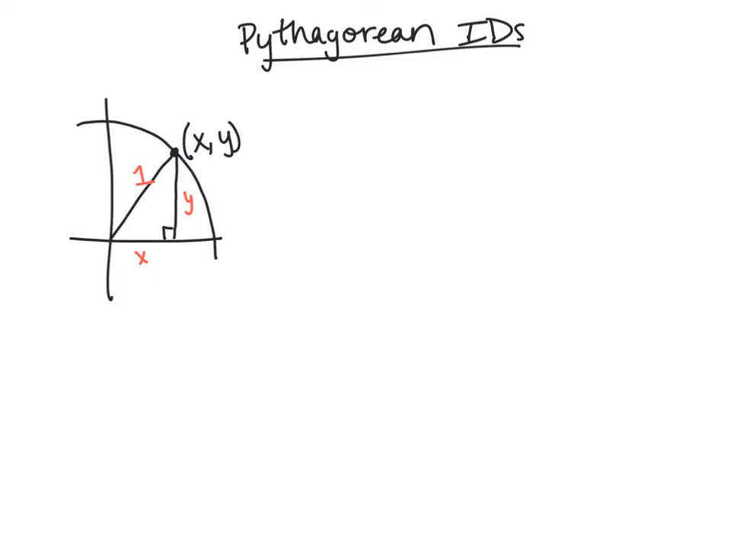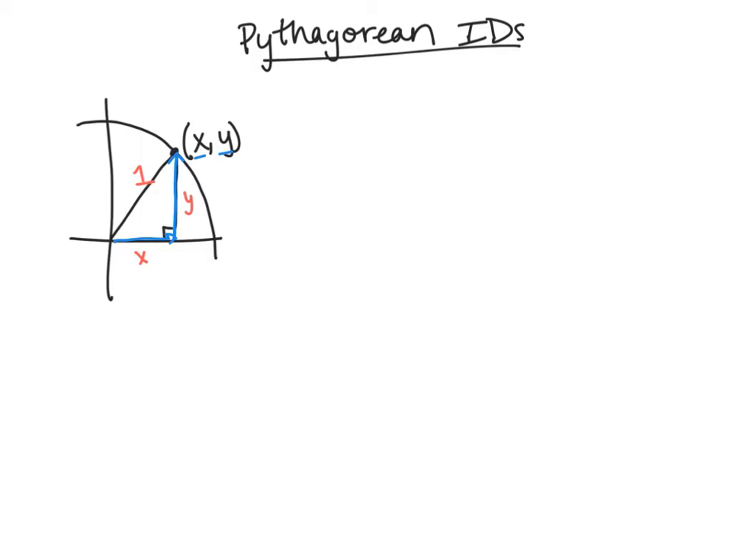The Pythagorean identities are a set of three identities that come from using the Pythagorean theorem on the unit circle. So what I mean by that, if we look at any point on the unit circle, like in the picture, we know points are x, y points. We go over x, up y to get to that point. So we can use this right triangle.